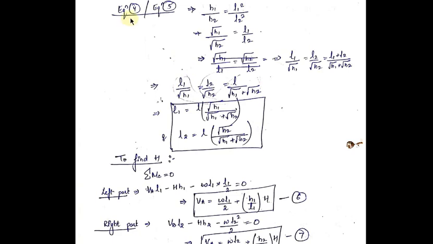Now we will divide equation number 4 by equation number 5. We will get this equation. Now taking square root on both sides, we will get under root h1 upon under root h2 equal to square root of L1 square, which is L1, and square root of L2 square, which is L2. So L1 upon L2. So from here I can find out the ratio of L1 upon under root h1. If I bring under root h1 here and L2 here, I will get this equation.